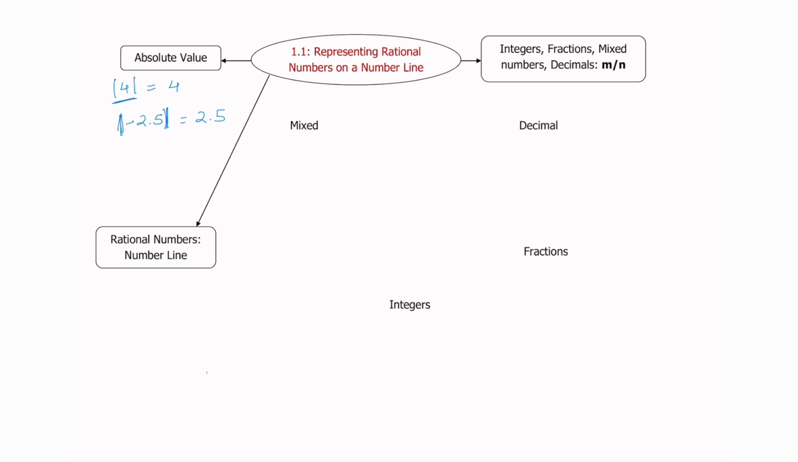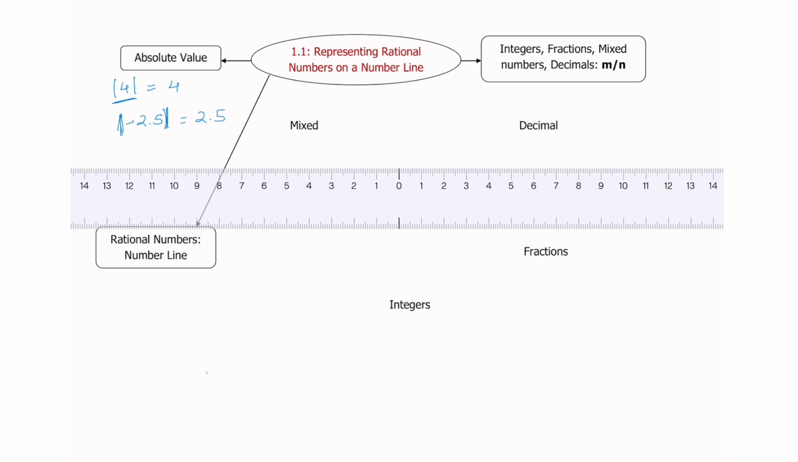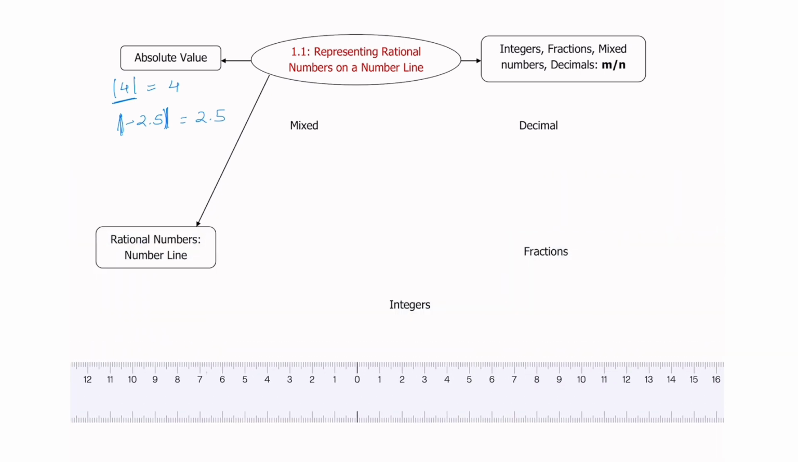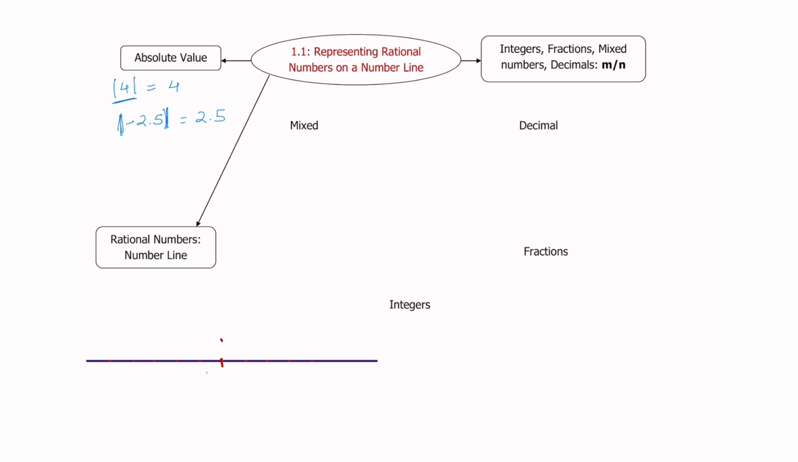Let's move to the next, rational numbers on the number line. Basically you need to use your ruler like this and you draw a number line here and mark your points. One marking here, 1, 2, 3, 4, 5, 6, 7, 8, 9, 10. I guess that should be enough for us now. Let's say this is 0 here. This is 1, 2, 3, 4, 5.